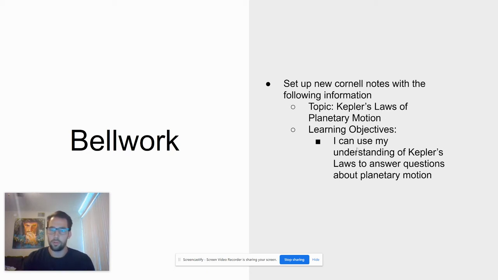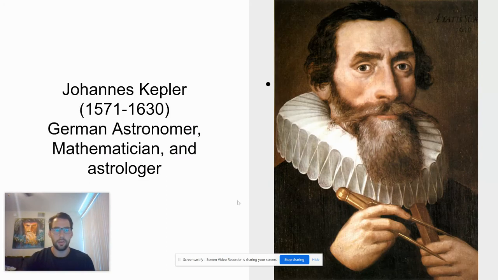And what we're going to do is we're going to use our understanding of Kepler's laws to answer questions about planetary motion. So this is Johannes Kepler, and he's the one that came up with these laws. He's a German astronomer, mathematician, and astrologer, and he lived from 1571 to 1630.